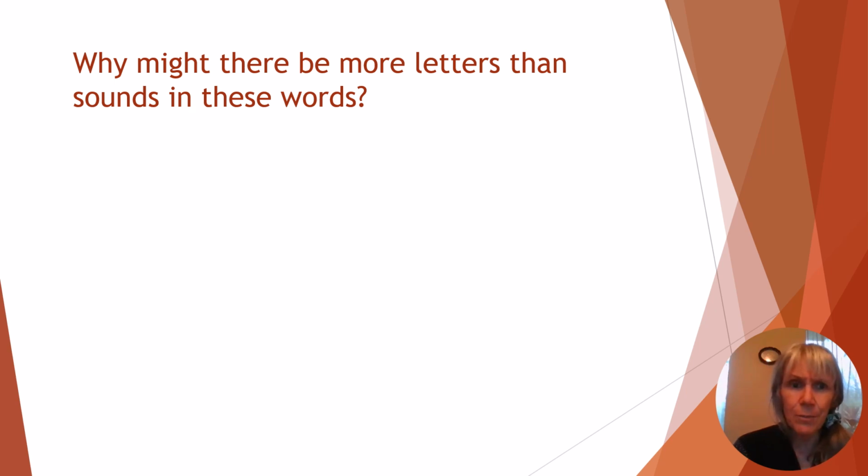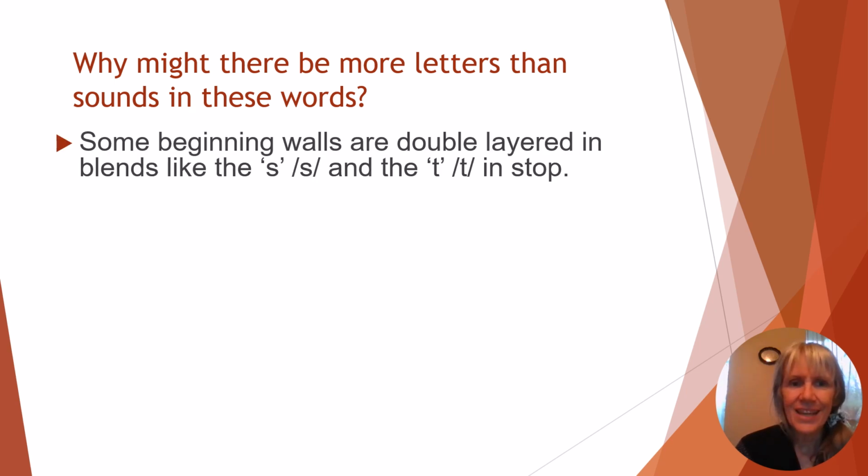Why might there be more letters and sounds in these words? Some beginning sounds are double layered in consonant blends, like the S, T in "stop". S is represented by the letter S, and the T sound is represented by the letter T. They both keep their sounds at the beginning of the word part. So they're called consonant blends, and they make a double consonant wall.